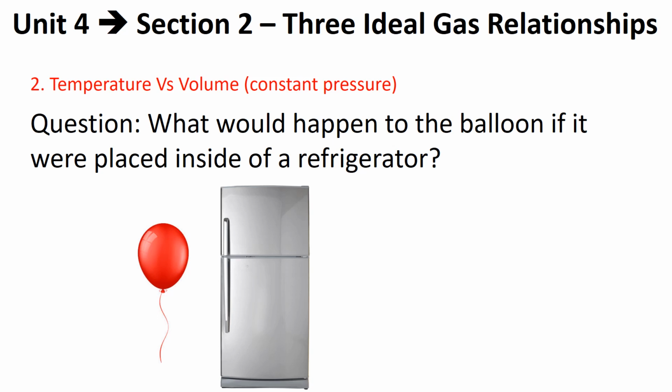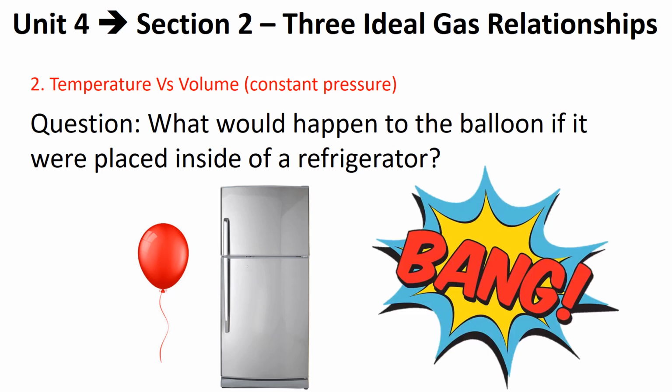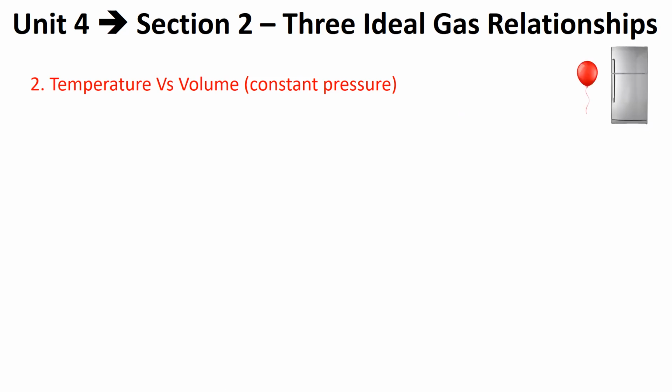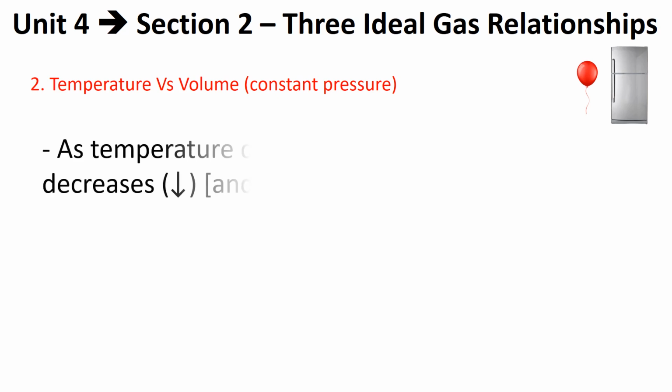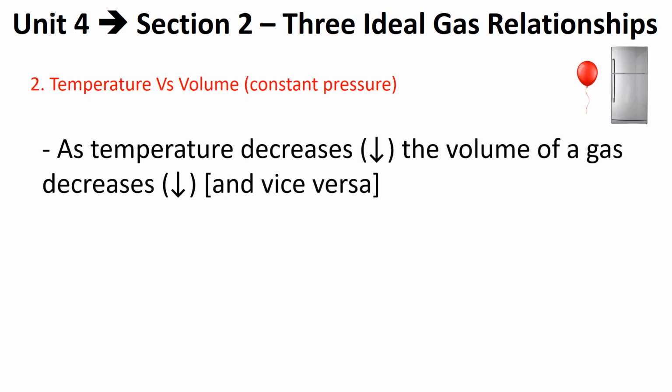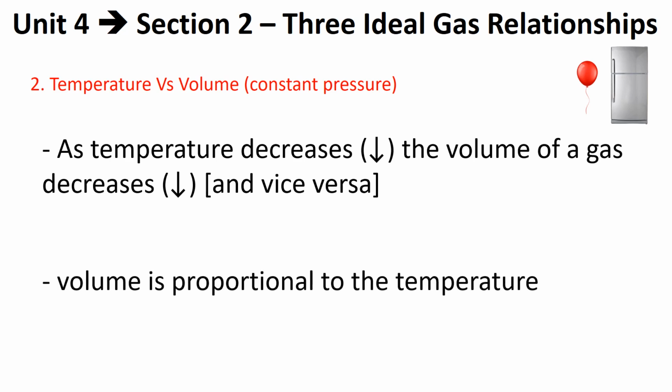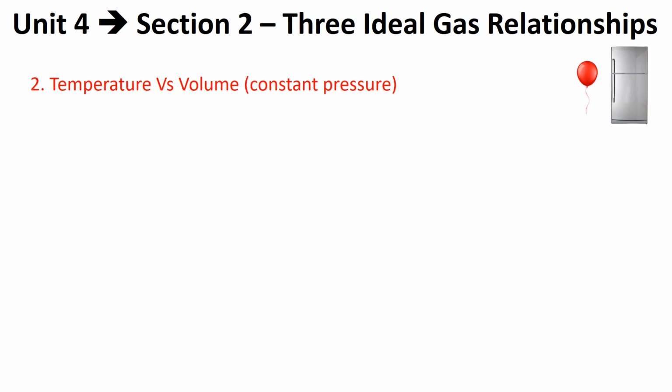The molecules inside the balloon start to move slower. They slow down. And as they slow down, the volume of the balloon is going to shrink. So there we go. It shrunk and then it exploded because it got so small. So we have come up with our relationship here. As the temperature decreases, the volume of the gas decreases as well, and vice versa. So they're either both going up together or both going down together. That's different from our first gas law. But what we can say is that these are in proportion. They're either going up or down together.